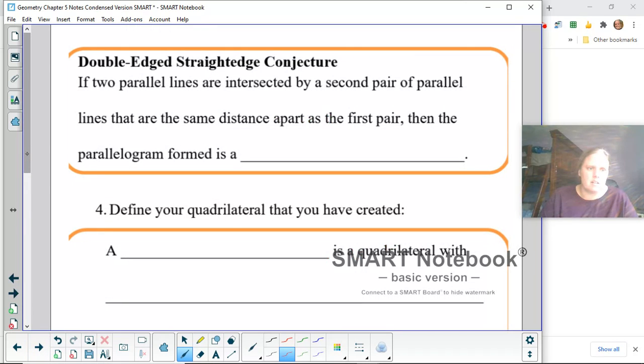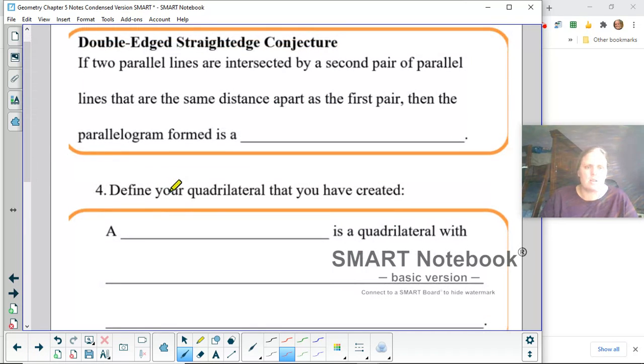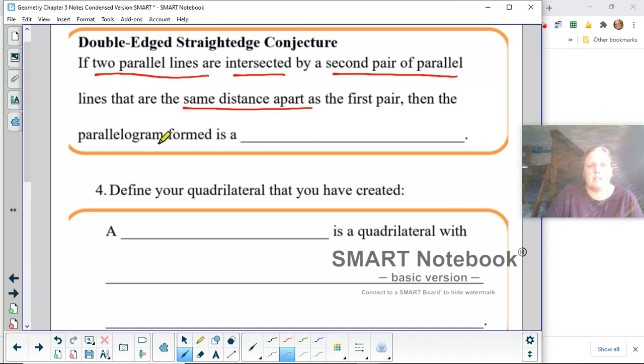But there is a conjecture that goes along with this, and it's called the double-edged straight edge conjecture. And it basically says what we just saw with the rulers. If we have two parallel lines getting crossed by another pair of parallel lines, and they're the same distance apart, the parallelogram that is formed is called a rhombus.